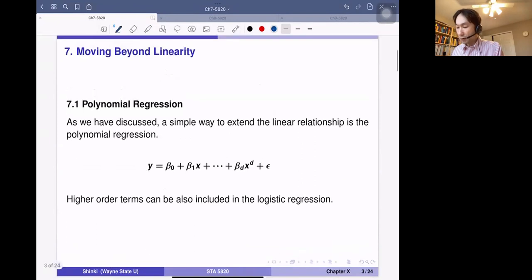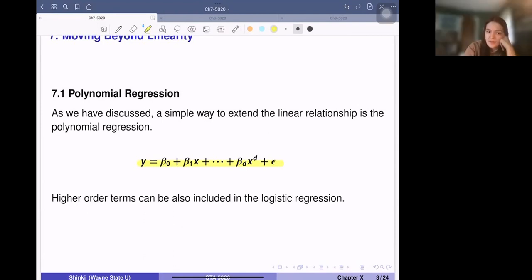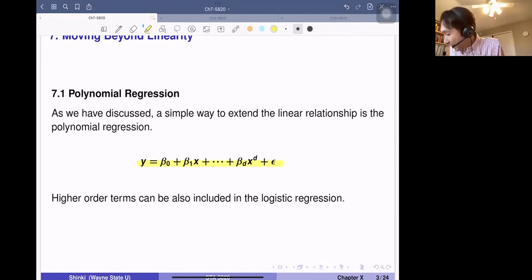The first one, we have already studied. That is polynomial regression: beta naught plus beta 1 x plus beta 2 x squared, and so on. Is this model linear in the statistical sense? Yes. What's the reason? Okay, yeah, so it's linear.